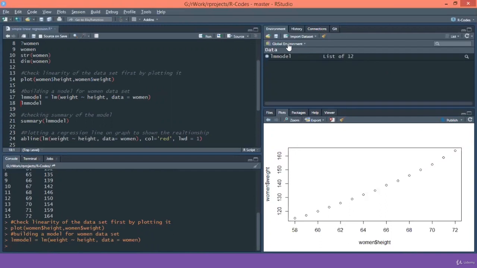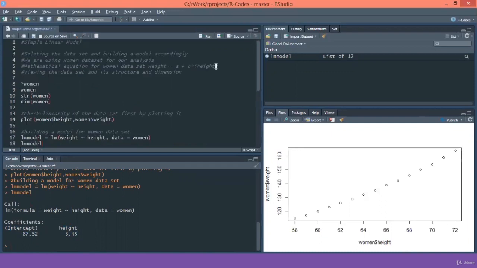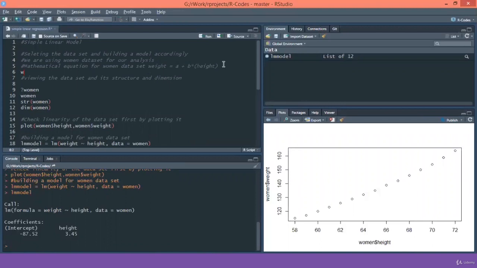Let's execute this model. You can see in the environment also, my variable has been saved with the name lm model. Let's check the details of this model. So if I directly execute the model, what I'll receive in my output is the value of intercept and height, that is slope. If we check our mathematical equation, that is weight equal to a plus b into height, where a is the intercept and b is the slope. So if I put the values of intercept and slope here, my equation is weight is equal to, the intercept value is minus 87.52 plus slope is 3.45 multiplied by height.